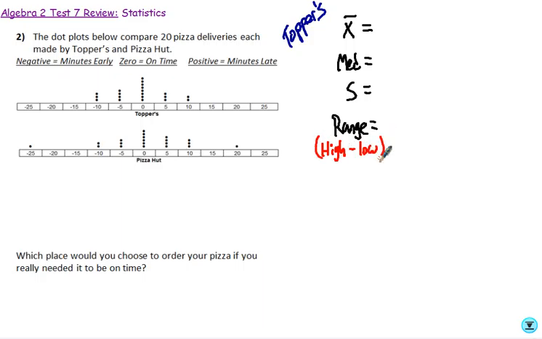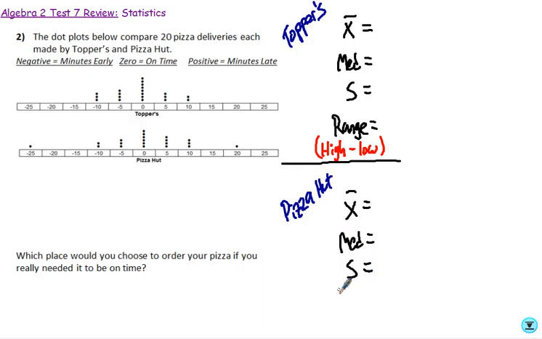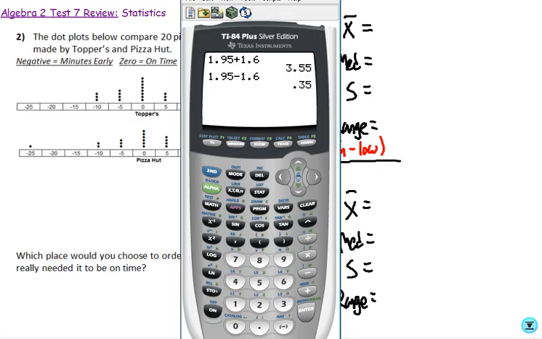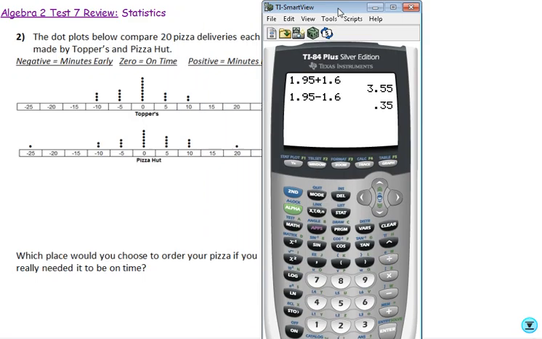And then I want to do that for each one. So I want to do that for Toppers, and then I'm going to run the same numbers for Pizza Hut, and then I want to compare. So we're going to do the same thing. We're going to look for the average, the median, the standard deviation, and the range. And so what this is going to give us is a feel for, on average, are Toppers on time, are they late, are they early? Same question for Pizza Hut. That's what we want to figure out. All right, so let's pull up the calculator, because this is where we're going to put all of the numbers.